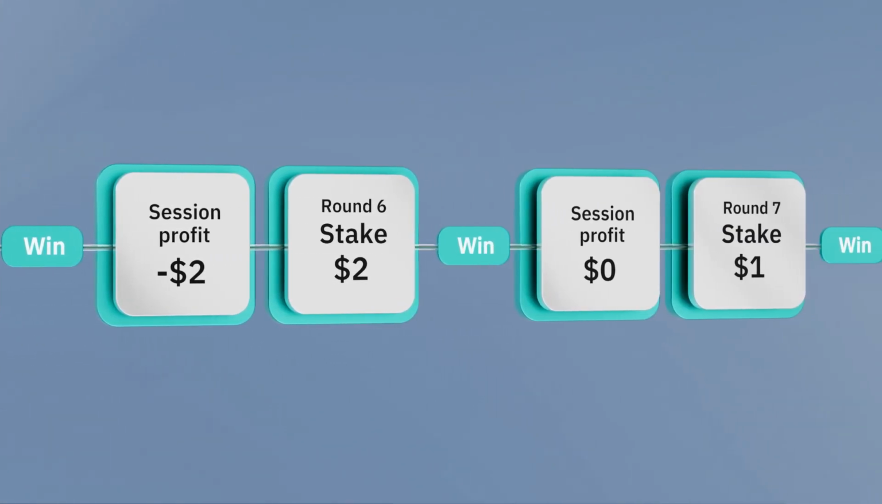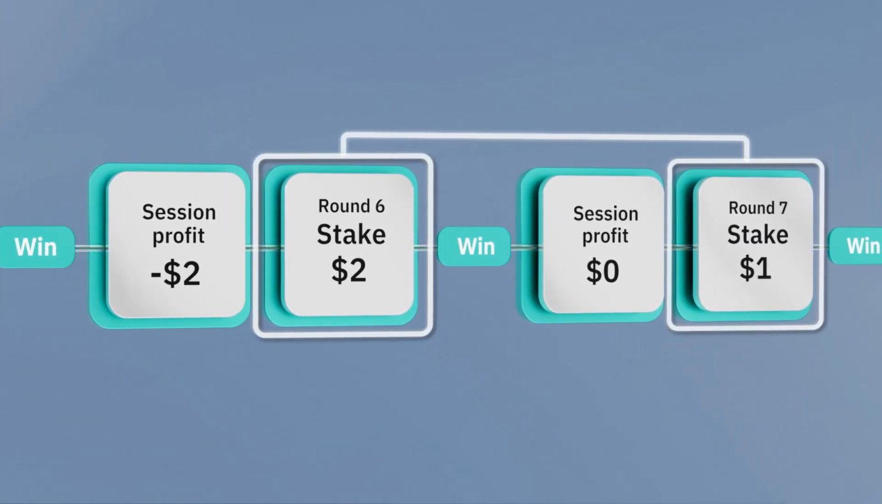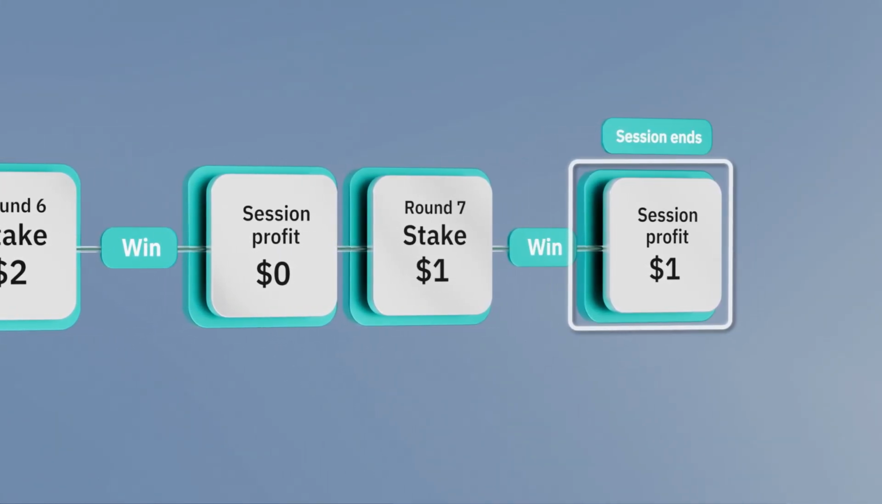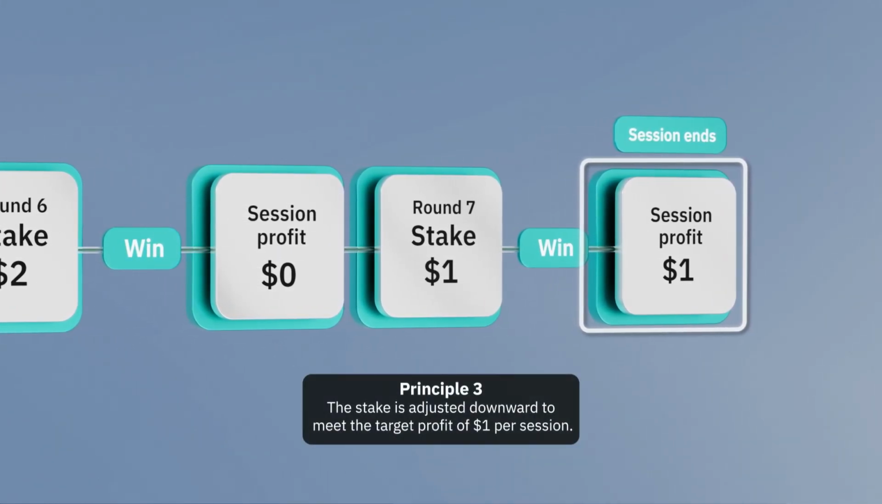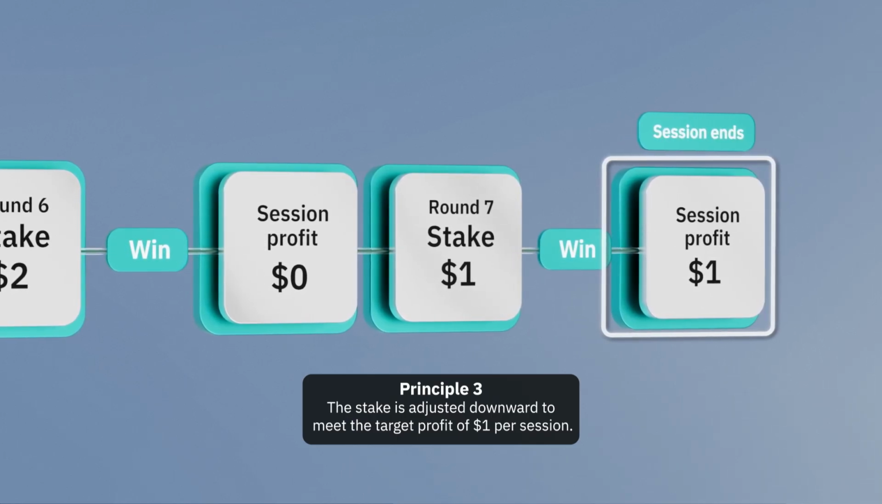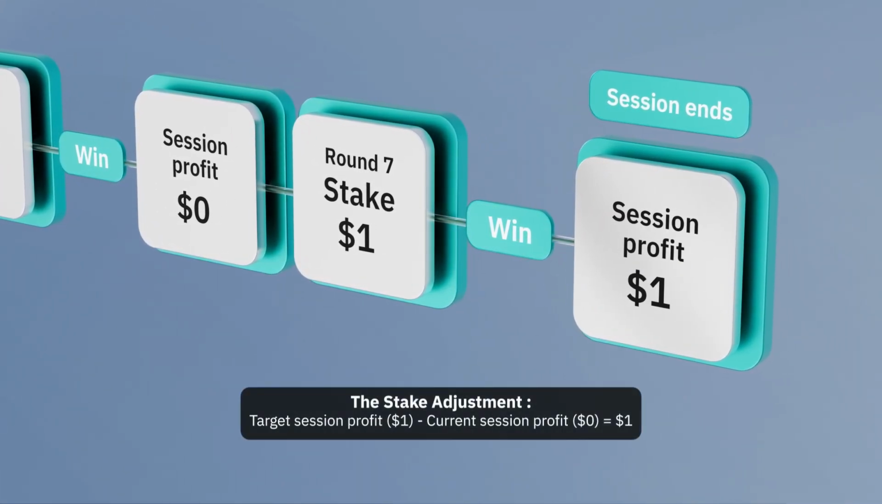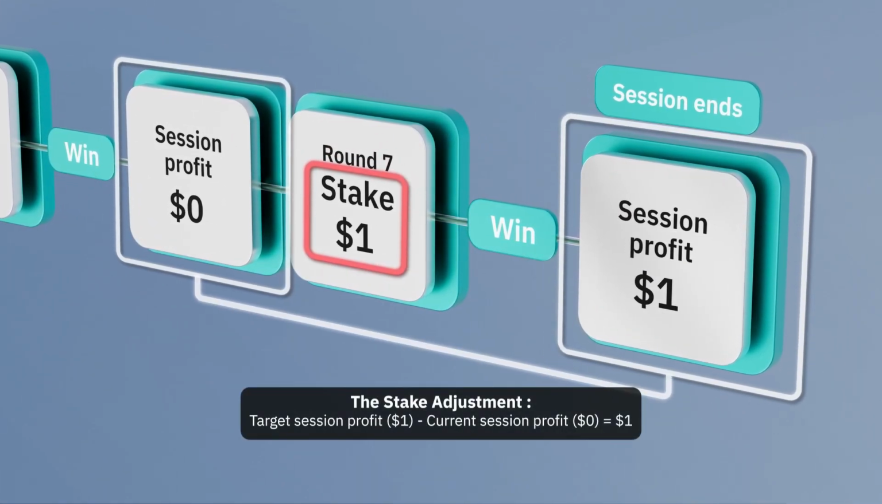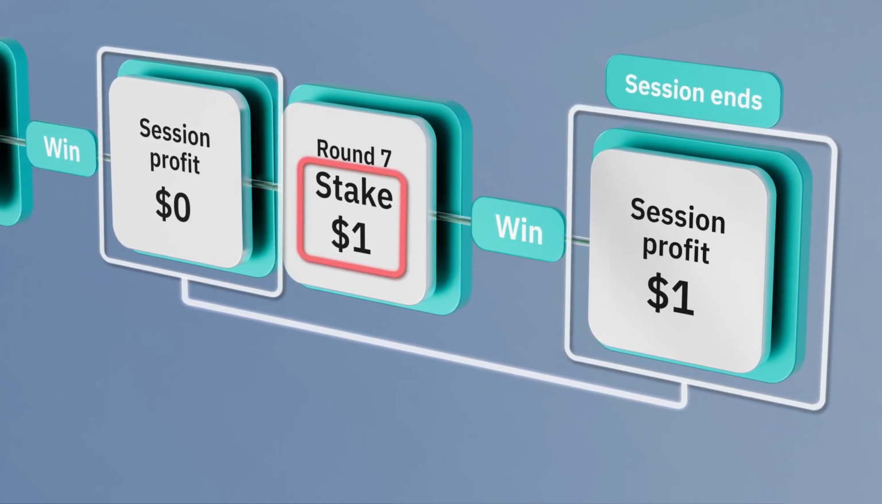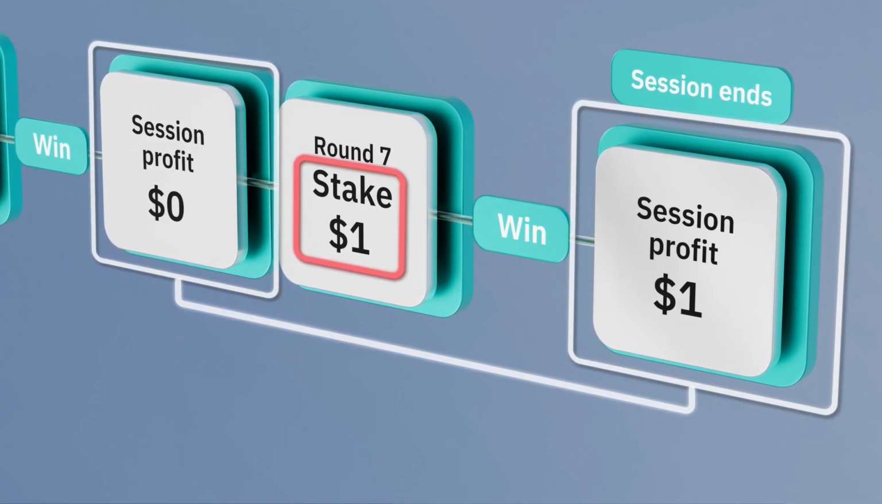In round 7, the stake is adjusted downwards from 2 USD to 1 USD to meet the target profit of 1 USD. This is the third principle of the Oscars grind, where the stake adjusts to the gap size between current session loss and the target profit for the session. The stake adjustment is calculated by the difference between the target session profit of 1 USD and this current session's profit and loss of 0, which gives us an adjustment of 1 USD.